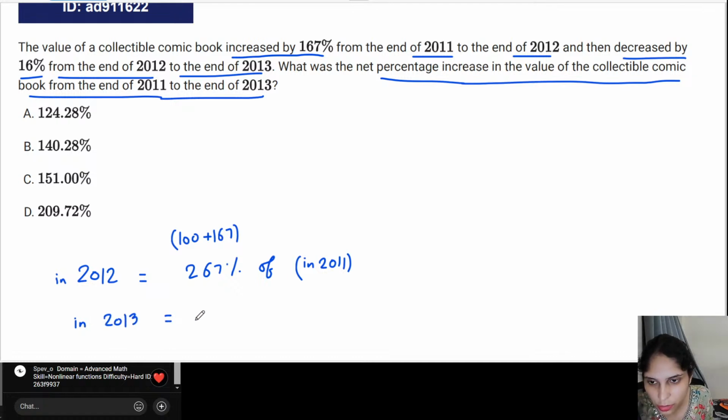Somebody has rung the bell, so there are guests in my house. Anyways, this is the last question. I will just cover this problem and then we'll end the class.